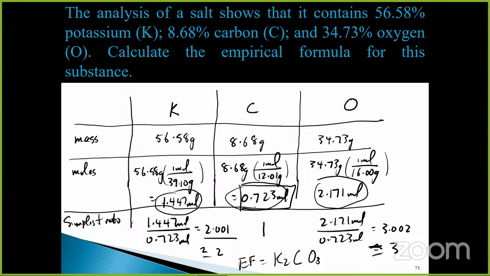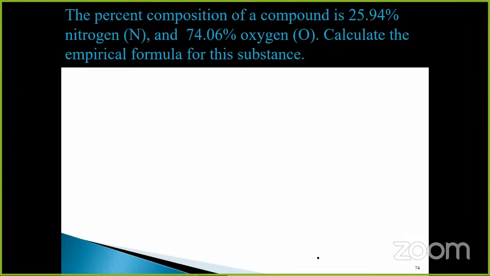Sometimes things don't work out as smoothly as what we just did, especially when it comes to this last stage right here. And I think the next example is probably one like that. So let me do this one here. So in this case here, they gave you the percentages of 2 elements. There are only 2 elements in this compound, nitrogen and oxygen.